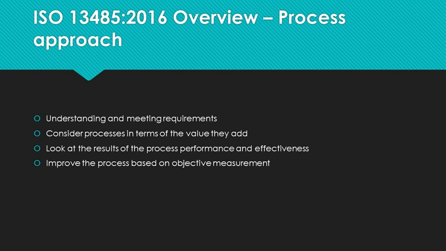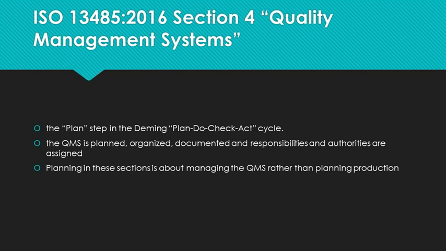Yay! All right, now we've finished the overview. Let's get into the standard itself. Section 4, Quality Management System, and Section 5, Management Responsibility, are the big picture sections. This is where the QMS is planned, organized, documented, and responsibilities and authorities are assigned. Planning in these sections is about managing the QMS rather than planning production. Planning production is discussed in Section 7. Sections 4 and 5 are the plan step in the Deming Plan, Do, Check, Act cycle. This video will cover Section 4. The next video, Part 2, will cover Section 5.